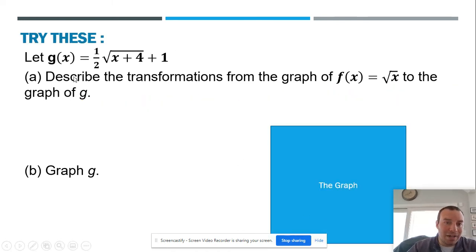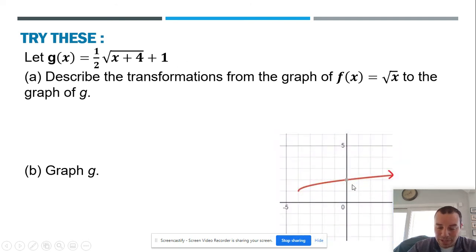Same idea here. This is going to be a vertical shrink by 1/2, left 4 and up 1. Vertical shrink means it's kind of compressed down. Left 4 units, yes. And then up 1 unit, and we're good there.